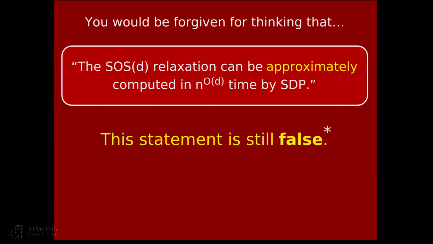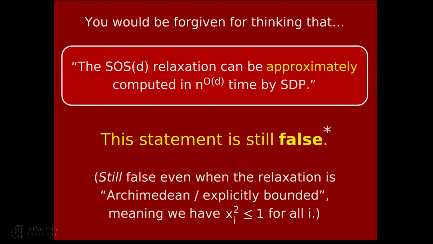And if you're really into SOS, you might know about this thing where it's usually nicer if your polynomial optimization problem has this property called Archimedean, or explicitly bounded, which basically just means that you have the constraint that all the variables that you're optimizing over are not unconstrained, but bounded between, let's say, plus or minus 1, which is usually a very harmless constraint. And this usually makes things nicer, but the statement's still false, even if you put this in there.